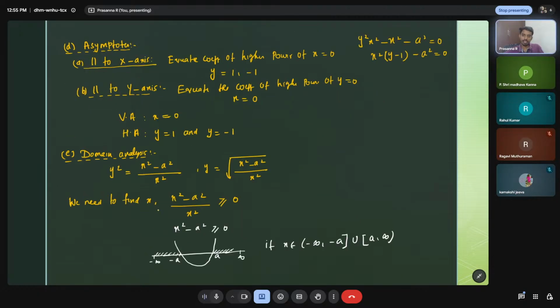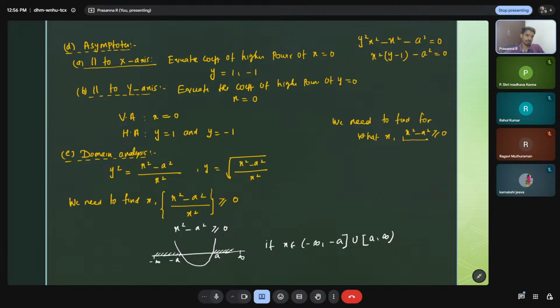See, we need to find all x such that this is greater than or equal to 0, right? We need to find for what x this thing is greater than or equal to 0. The denominator is always greater than 0 for any x because it is x square. So the whole thing depends upon the numerator. If the numerator is greater than or equal to 0, then the whole will be greater than or equal to 0. If the numerator is less than 0, the whole will be less than 0 because the denominator is always positive. So that means x square minus a square is greater than or equal to 0. We need to find for what x, x square minus a square is greater than or equal to 0.